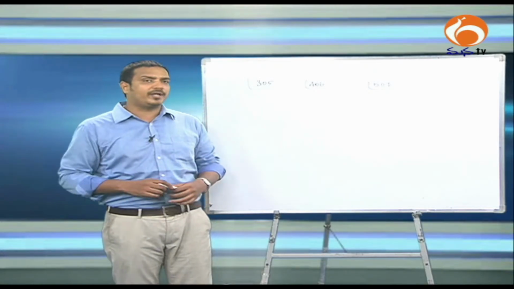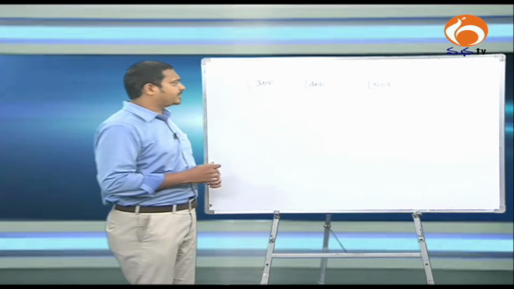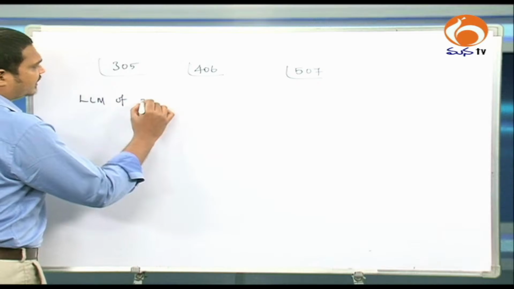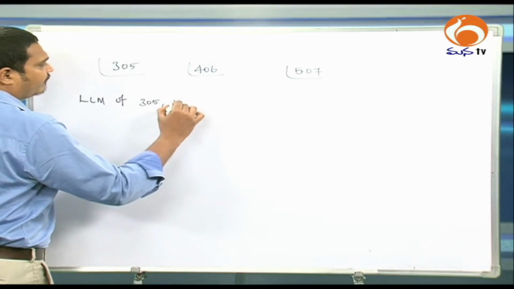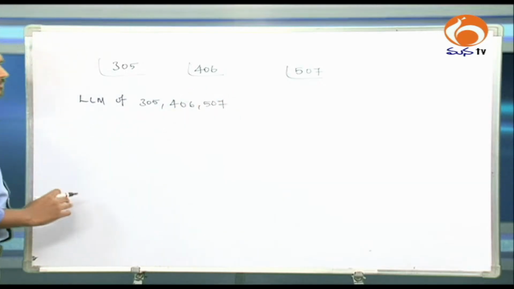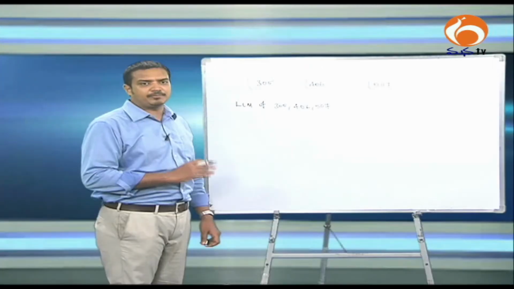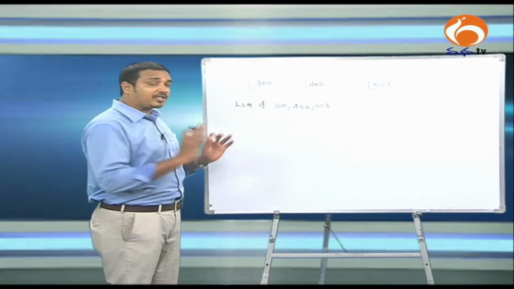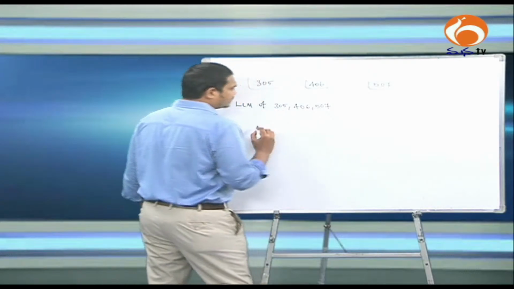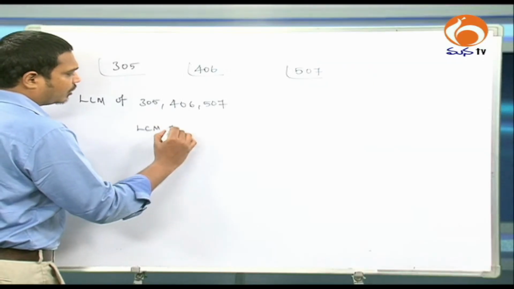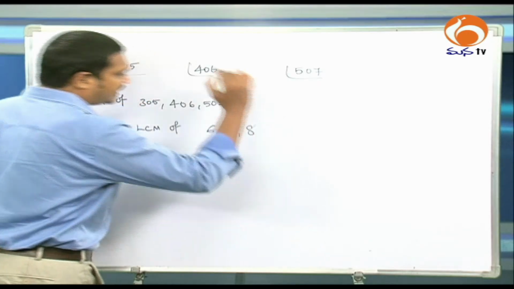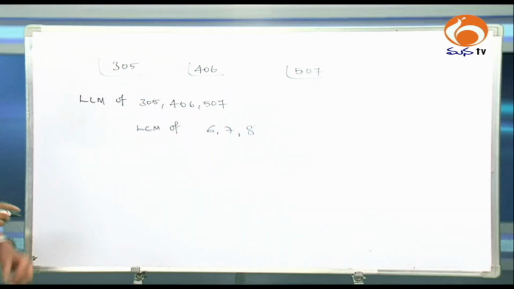Now how are we going to solve this kind of question? It is so simple. I need to find the LCM of 305, 406, 507. This is my question. To find the LCM of numbers which have 3 digits, usually I need to check. Before solving this question, I'm going to give you one small question. Let's take the LCM of 6, 7, 8. Let's see the LCM of 6, 7, 8.